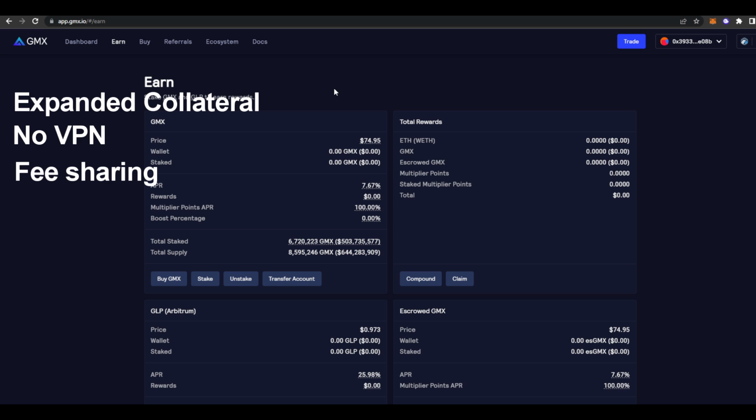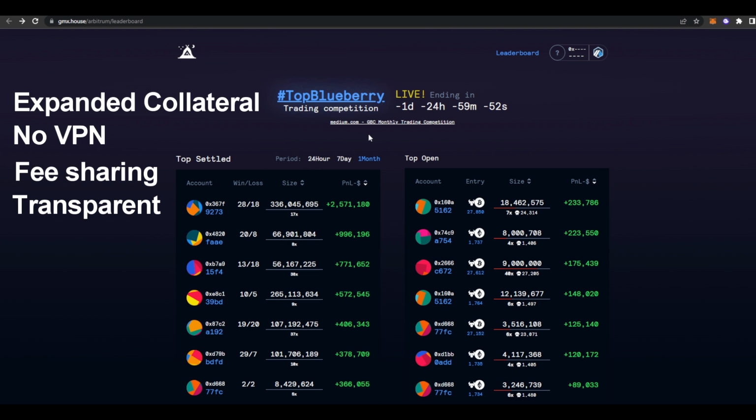Additionally, what I really love about GMX is that it's transparent. As we can see here on the leaderboard, you can see everyone's positions that are open. You can copy what the top traders are doing, and you can see if the protocol is in trouble. If you see someone's got a monster short opened up and Ethereum and Bitcoin are tanking, then it might be a wise idea to get off GMX before things start crashing. So that's what I really like about GMX.